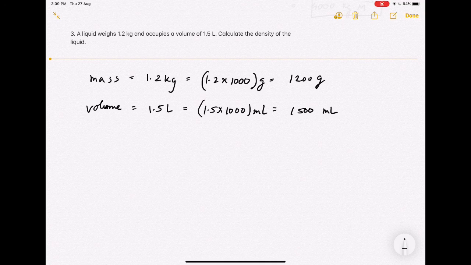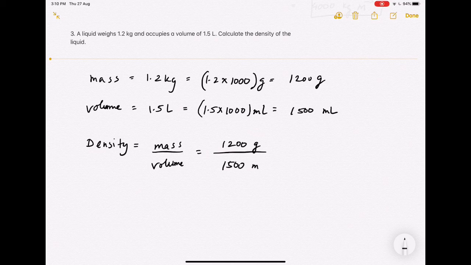Now you can divide mass and volume to get density. Density is equal to mass by volume. So mass in grams, 1200 grams by 1500 milliliters. So this will give us 4 by 5 grams per milliliter, or in terms of decimal it is equal to 0.8 grams per milliliter.